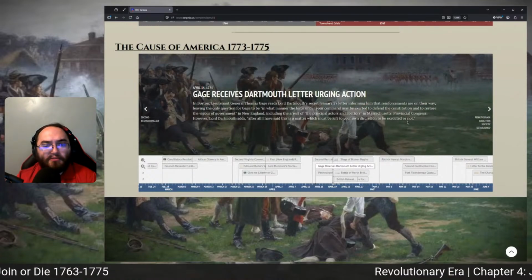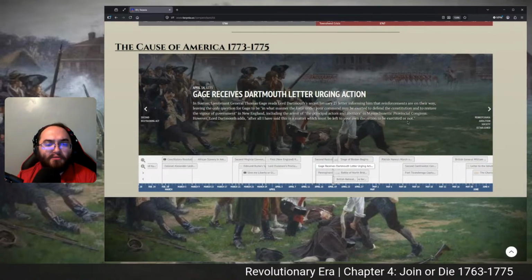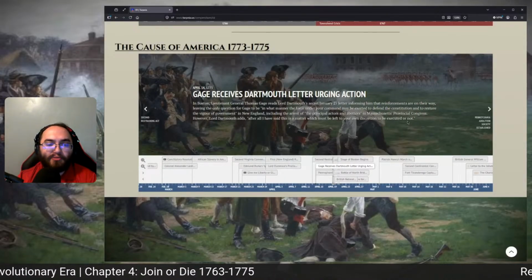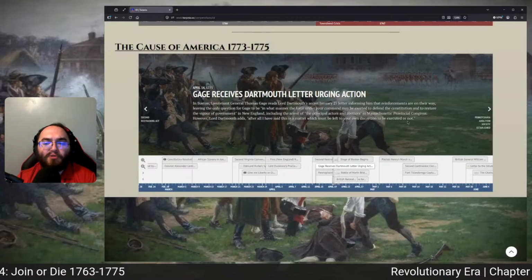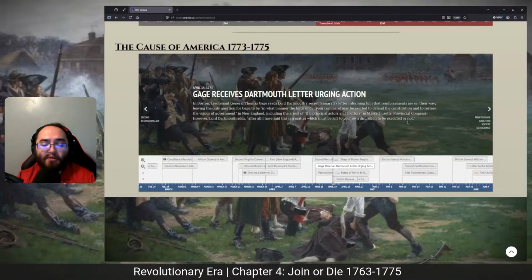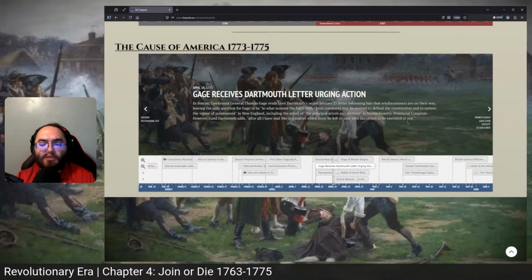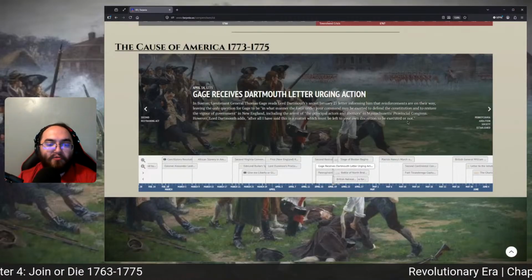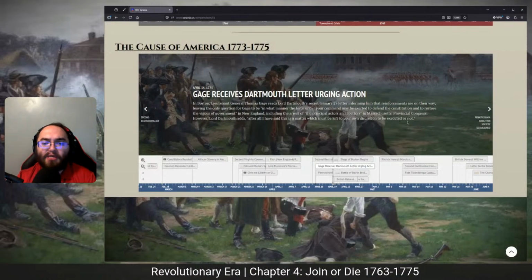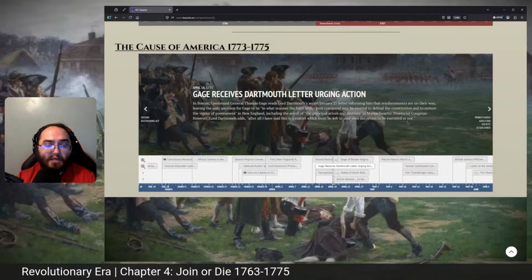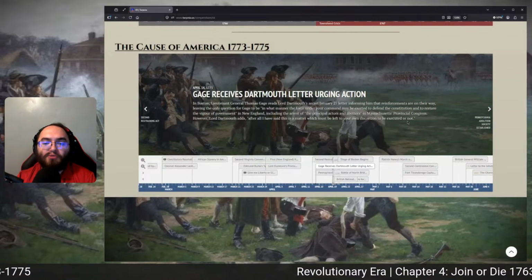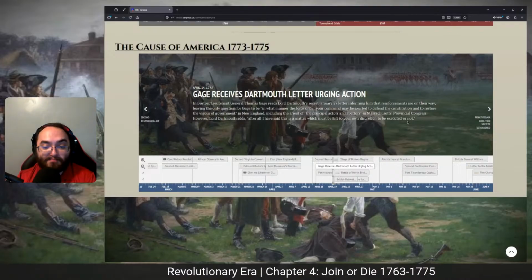Thomas Gage receives Dartmouth letter urging action. In Boston, Lieutenant General Thomas Gage reads Lord Dartmouth's secret January 27th letter, informing him that reinforcements are on the way, leaving the only question for Gage to be in what manner the force under your command may be exerted to defend the Constitution of Britain and to restore the vigor of government in New England, including the arrest of the principal actors and abettors in Massachusetts Provincial Congress. However, Lord Dartmouth adds, after all I have said, this is a matter which must be left to your own discretion to be executed or not.